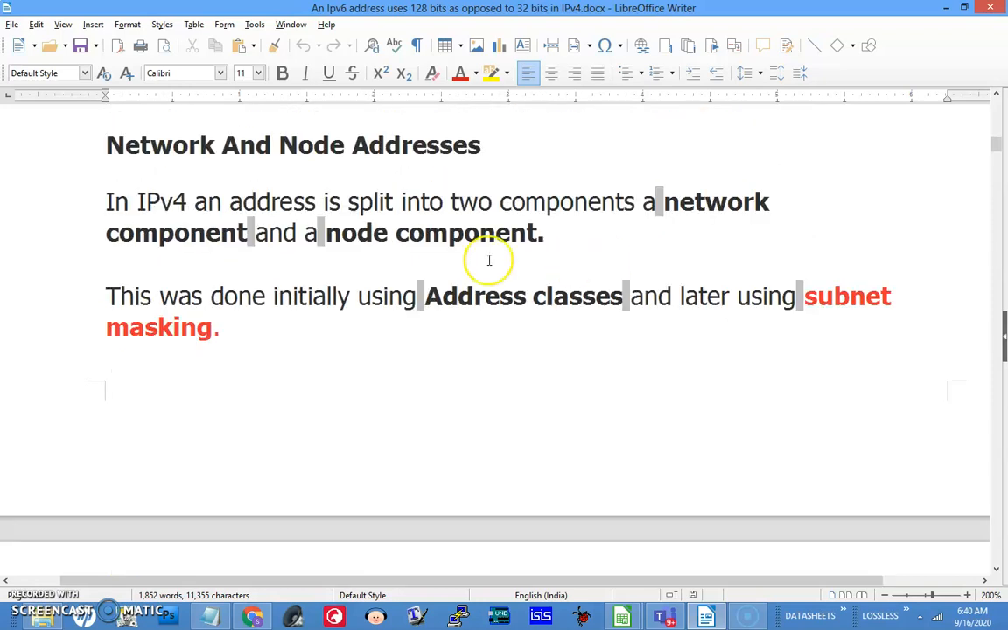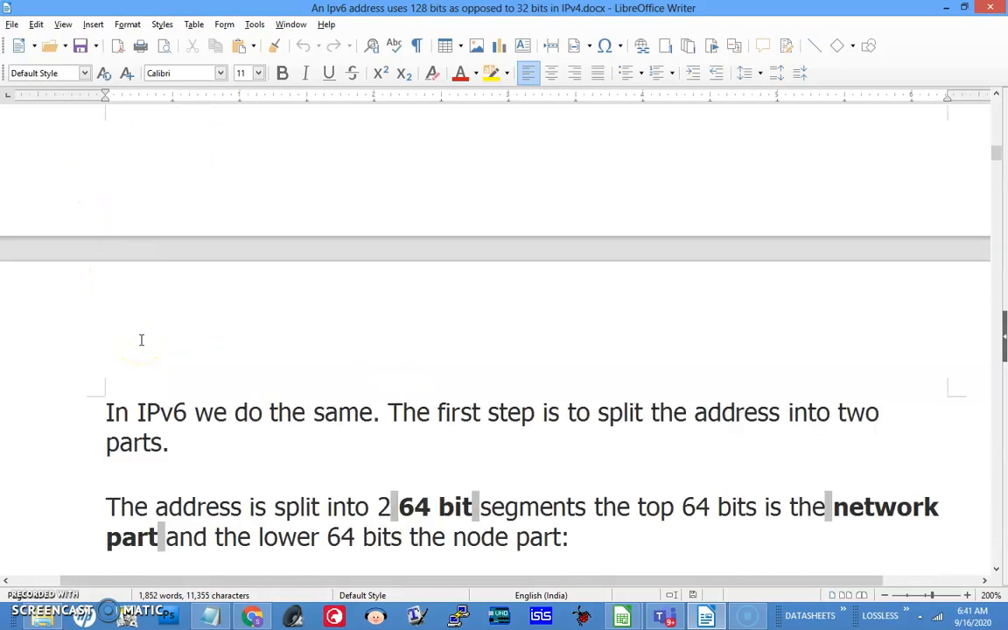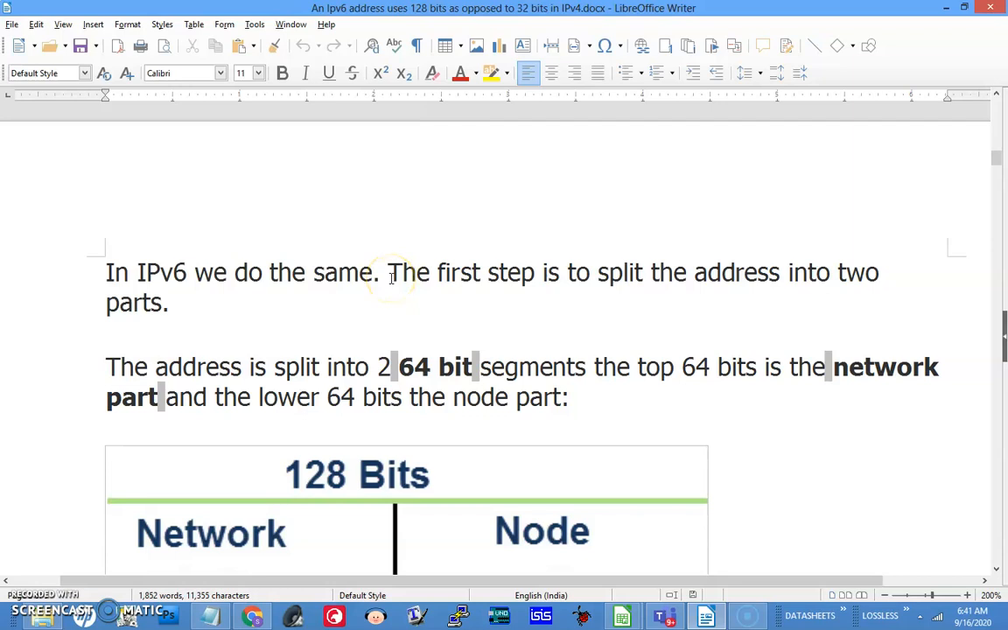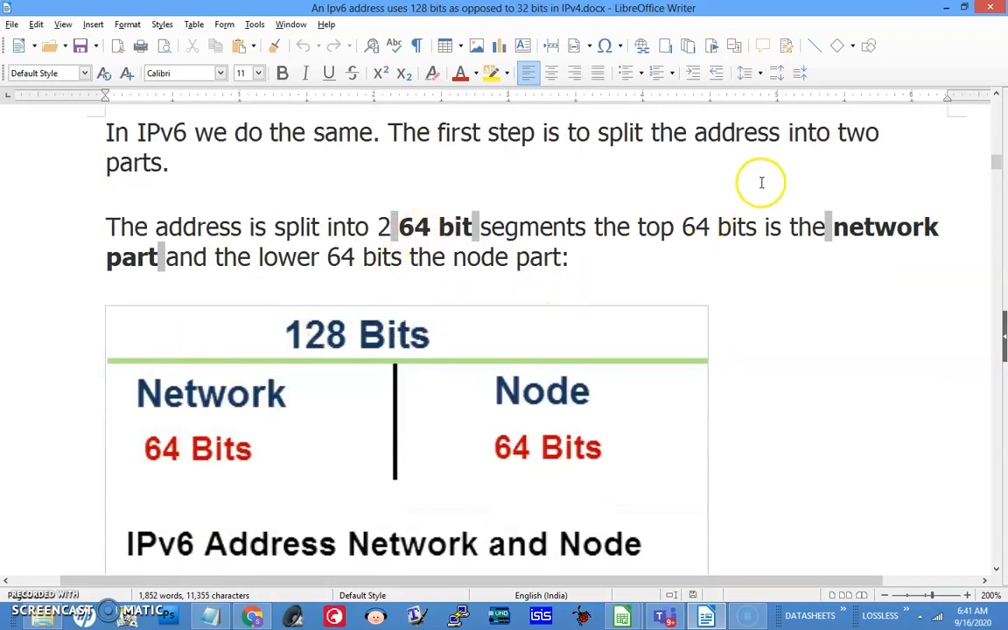Now, the IP address is divided. This is again a hierarchical address. So we have divisions into a network component and a node component. This is done using address classes and subnet masking, in the context of IPv4. Now let us see how it is done in IPv6. Here also we do that. We split the address into 2 parts. The address is split into two 64-bit segments. The top part is used for the network and the lower part is used for the node.